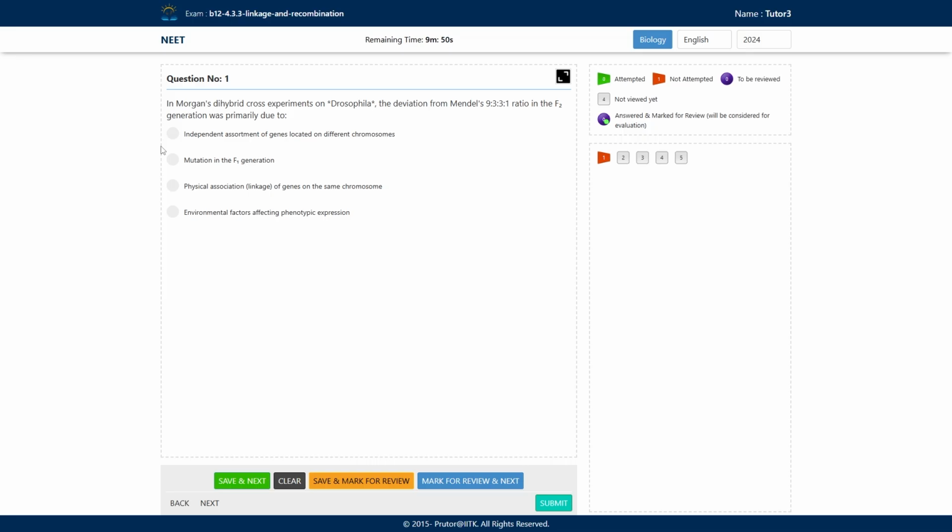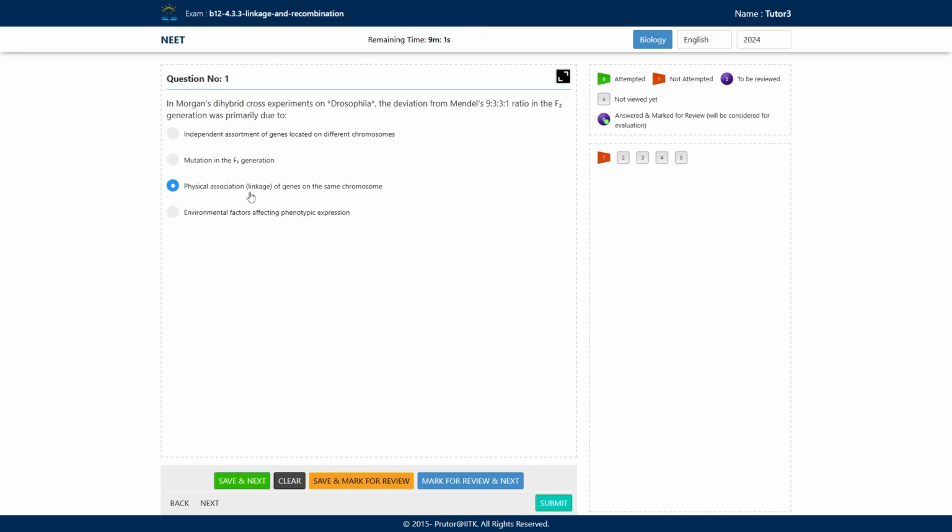First question is, in Morgan's dihybrid cross experiment on Drosophila, deviation from Mendel's 9:3:3:1 ratio in the F2 generation was primarily due to what? Option A, the genes were assorting independently and located on different chromosomes. Next, mutation in the F1 generation. Next option, physical association, meaning linkage of the genes on the same chromosome. Last option is environmental factors affecting phenotypic expression. What will be the answer here? The answer will be option C here.